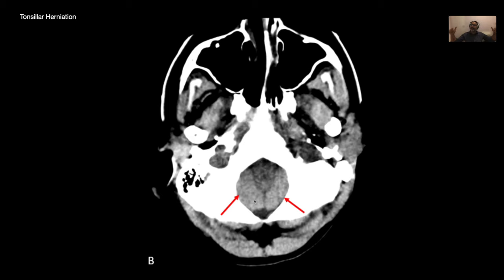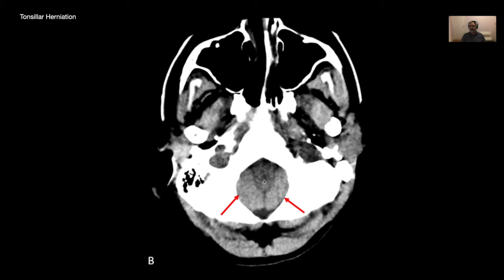A raised ICP can cause a tonsillar herniation. A tonsillar herniation will not cause raised ICP, but raised ICP can cause a tonsillar herniation. But a tonsillar herniation will kill you. Why? What's the important aspect of the brain? The medulla. So if you squish your medulla, why would that kill you? Because your respiratory drive is lost.